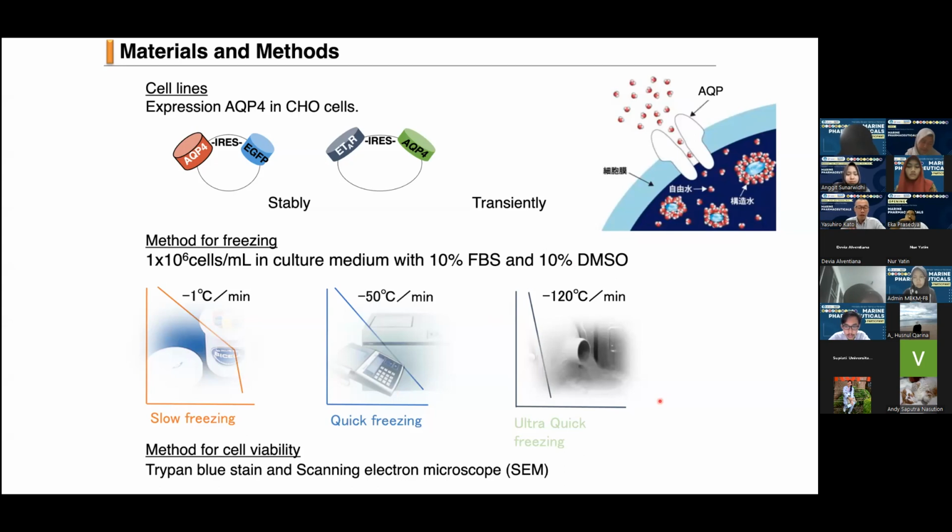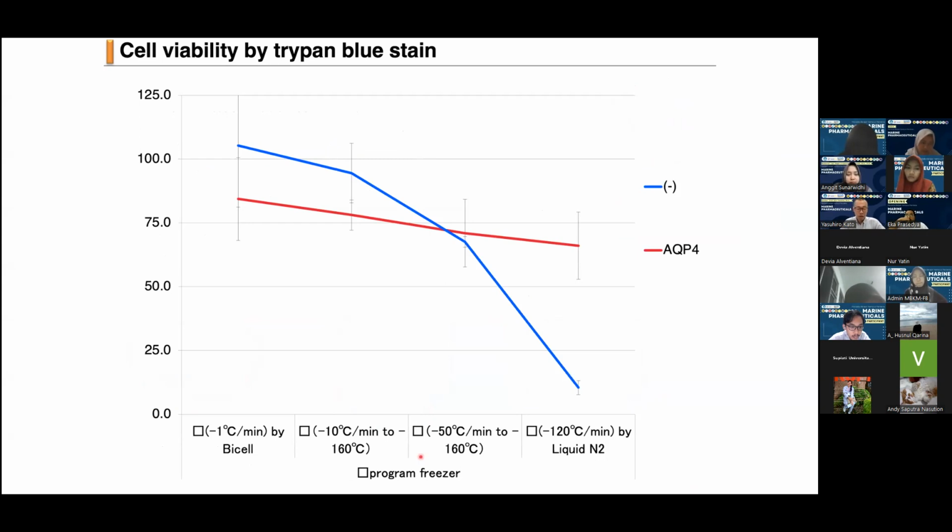But here the point is ultra quick freezing. Normally most cells die because water makes ice, and the ice causes cell apoptosis. However, in my findings, the blue line is the normal cell, and the red line is the AQP4 expression cell.